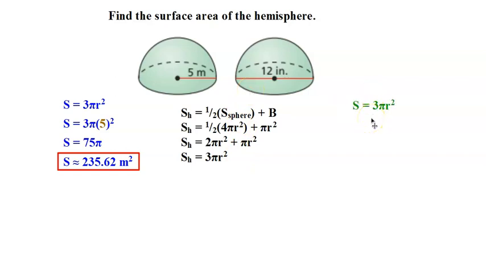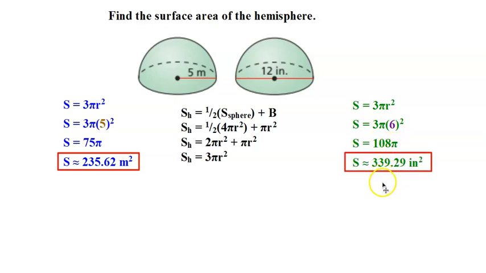Let's see this. So we've got our formula, 3 pi r squared. So we plug in 6 for the radius, not the 12. The 12 is the diameter, right? So we want half of that, 6. And 6 squared is 36 times 3 is 108. So we have 108 pi, which is approximately 339.29 square inches. All right. So that's surface area.